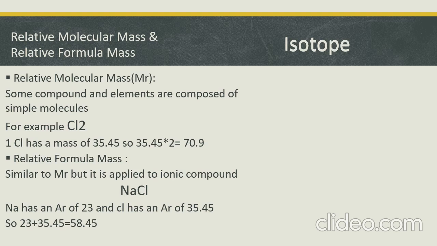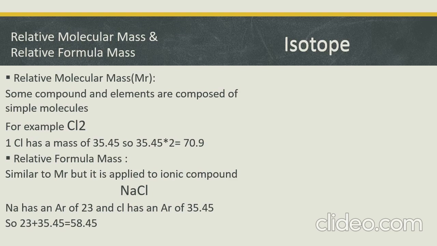The relative formula mass is similar to the relative molecular mass, the Mr, but it's applied to ionic compounds. For example, sodium chloride over here. Sodium has an atomic mass of 23, and chlorine has an atomic mass of 35.45. So you add them: 23 plus 35.45 gives you 58.45.